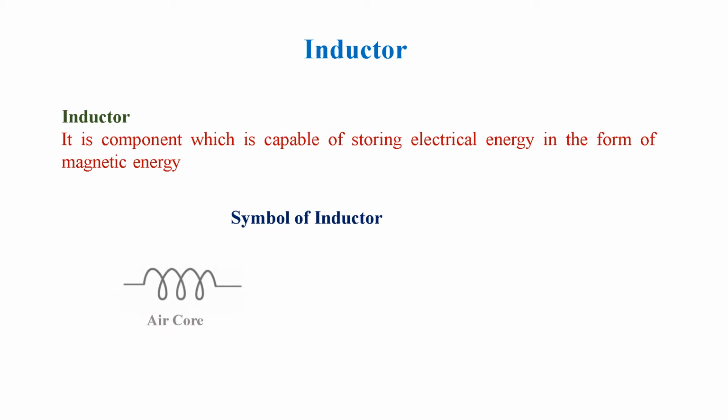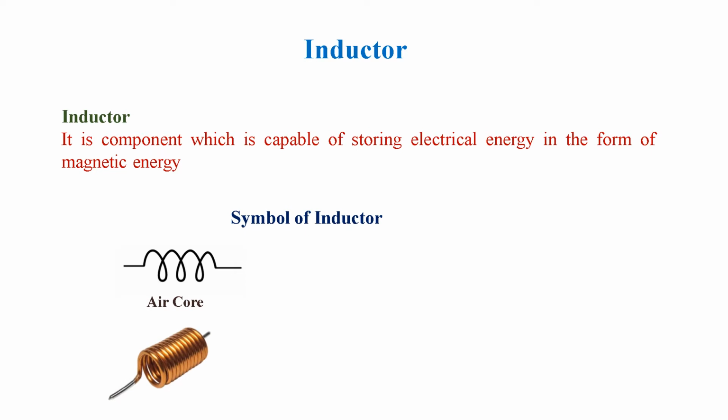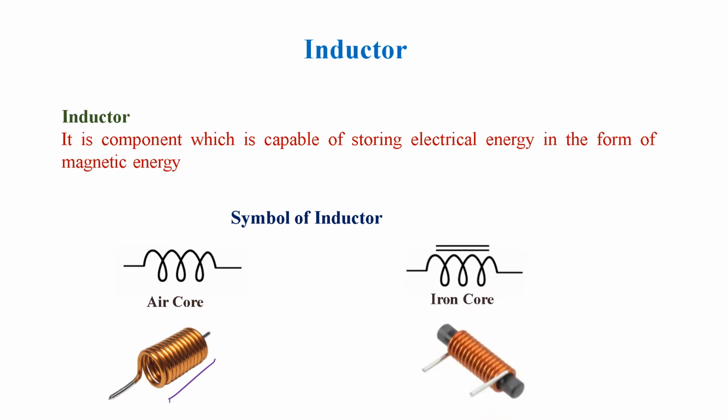There are two types of inductor. One is air core inductor, and this is the pictorial representation of air core inductor. And another is iron core inductor, and this is the pictorial representation of the iron core. So this is basically the iron core. So there are two types of inductor, air core inductor and iron core inductor.